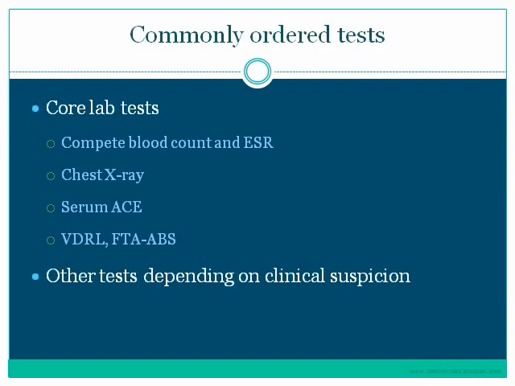In clinical practice, many a time one does not end up with a specific suspicion of a disease. In which case, core lab tests that are commonly ordered in any case of uveitis include a complete blood count and ESR, chest x-ray, this is basically for sarcoidosis, tuberculosis, serum ACE for sarcoidosis, VDRL, FTA, ABS for syphilis. Other tests are done depending on clinical suspicion.